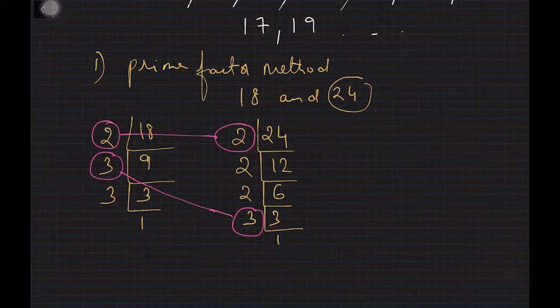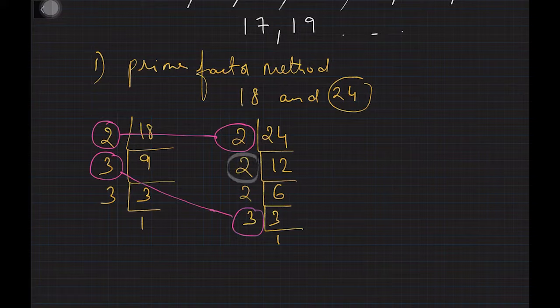Now 3 we have on the left hand side. Do we have 3 on the right hand side? We have 3 but we cannot consider this prime number 3 because it's been mapped already. So this unmapped 3, do we have any 3 on the right hand side which has not been mapped yet? We have 3 on the left hand side, but on the right hand side we don't have a 3 which has not been mapped yet. So therefore we can't map this 3 because we don't have 3 on the right hand side.